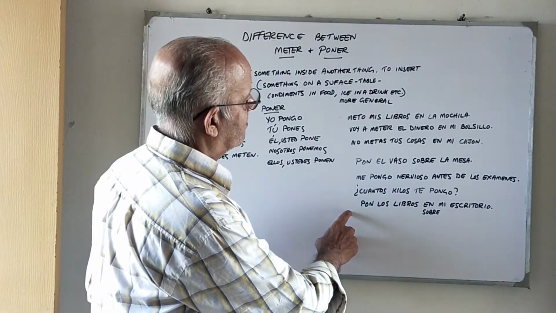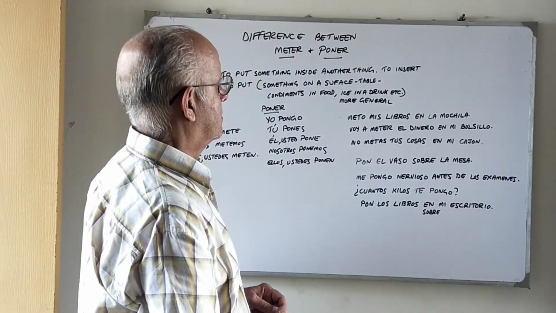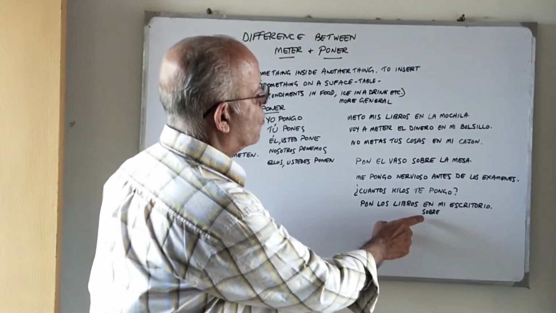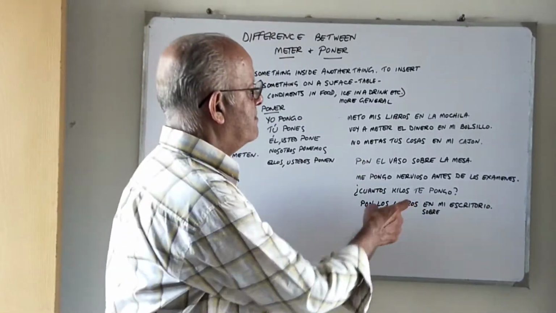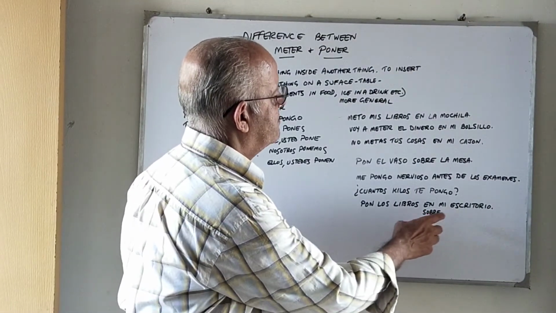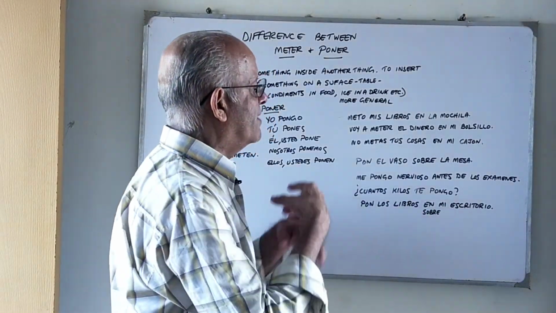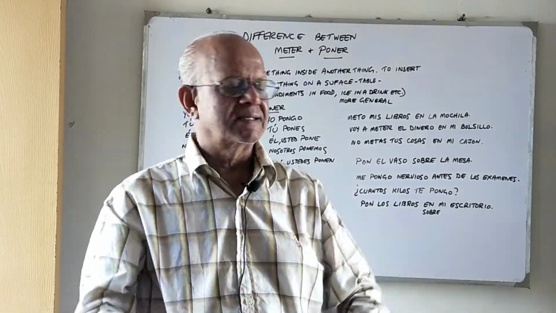One more example. Pon los libros en mi escritorio, or sobre mi escritorio. This en means like on. It doesn't mean inside. So pon los libros en mi escritorio, or pon los libros sobre mi escritorio. Put the books on my desk.